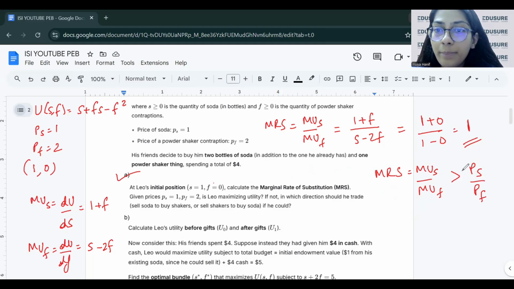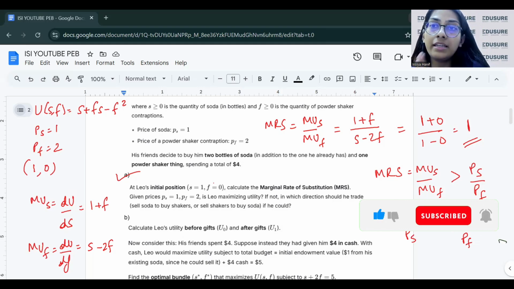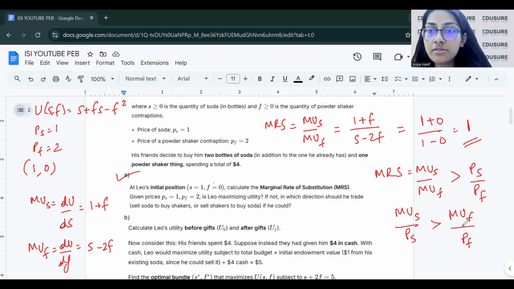ओके, तो मैं बस थोड़ा सा शफल करूंगी. I'll take PS नीचे and MUf ऊपर on the other side. तो क्या आएगा? MUS by PS is greater than MUf by PF, right? इसका मतलब क्या है? That the marginal utility that Leo is getting from consuming soda, okay, per rupee of soda is more than the marginal utility that he is getting from consumption of shakers per rupee of the shaker, right? तो अगर ऐसा है तो I will keep consuming soda, right?